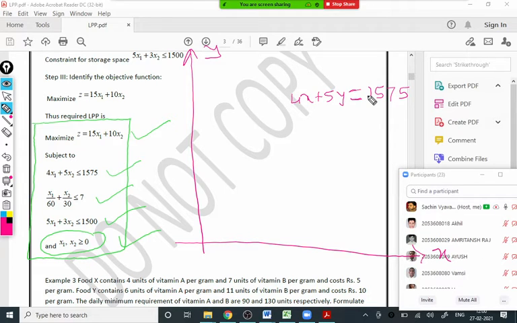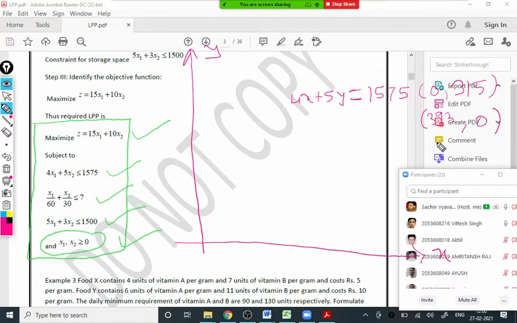Points on the x and y axis. Okay, that is a simple point. So if you put x equal to 0, we get y. Can you tell me the value of y? 315. So (0, 315). And for the second point, suppose y is 0. Sir, 393.75.